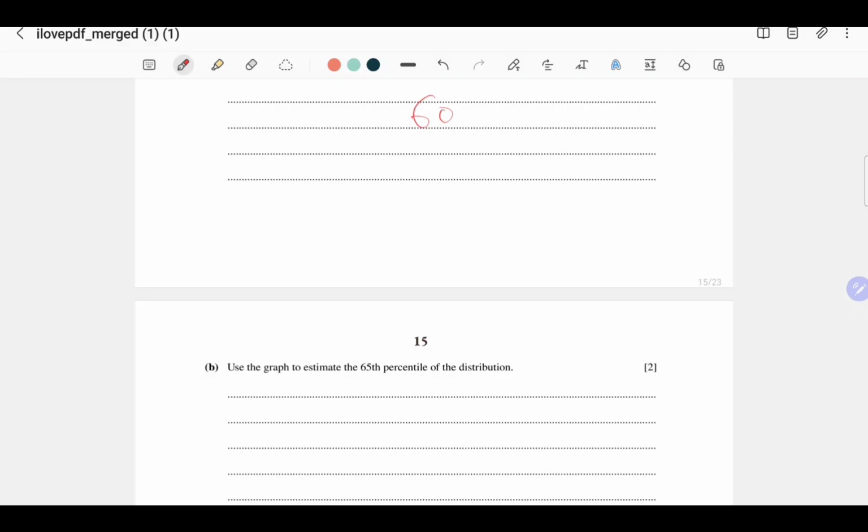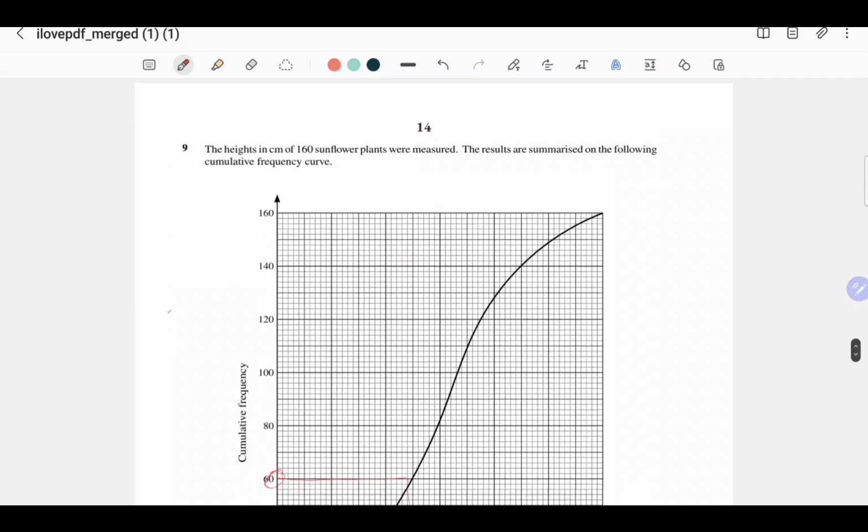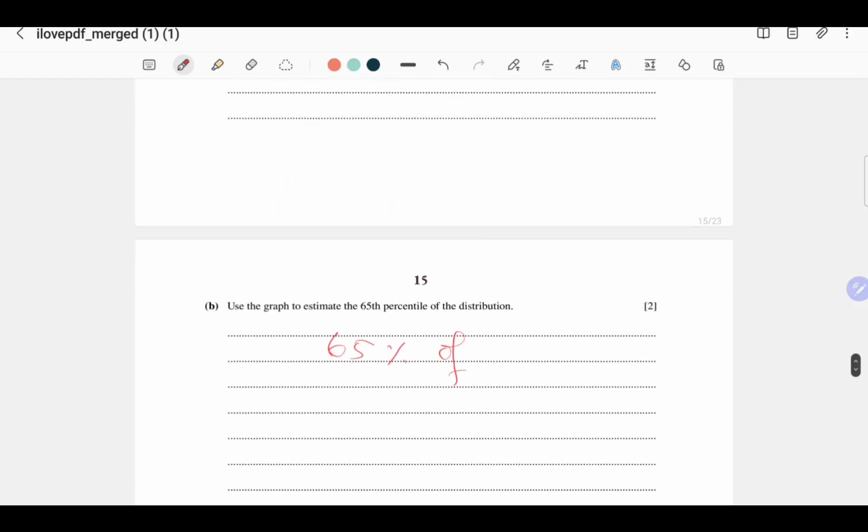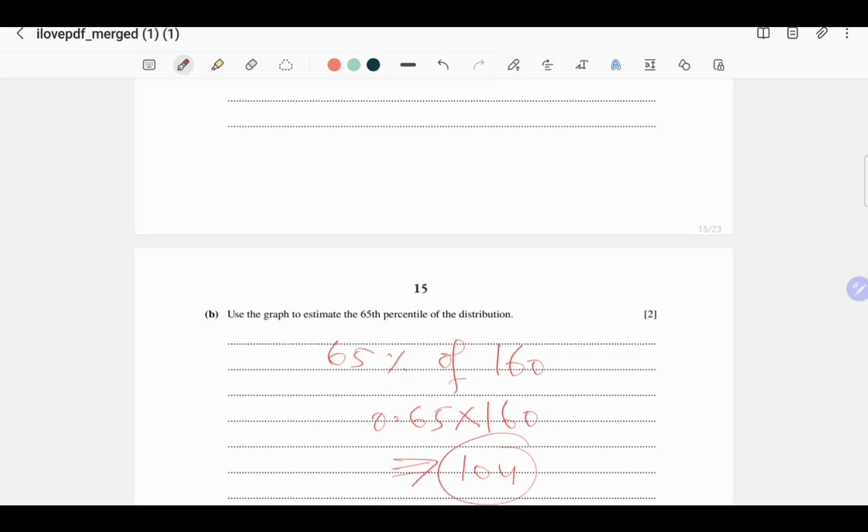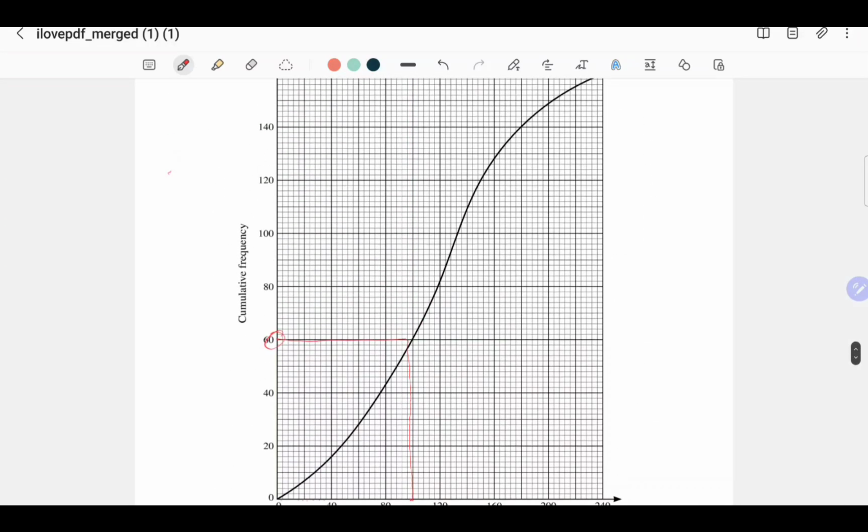Next, use the graph to estimate the 65th percentile of the distribution. 65th percentile. Yes guys, so 65th percentile means 65% of total. How much total? 160. So 0.65 times 160. How much? This is 0.65 times 160, so this is 104. Okay. So guys, 104. Where is 104? Here.